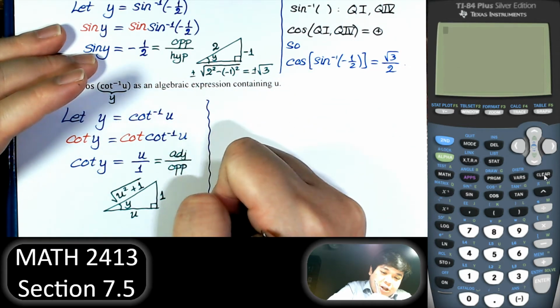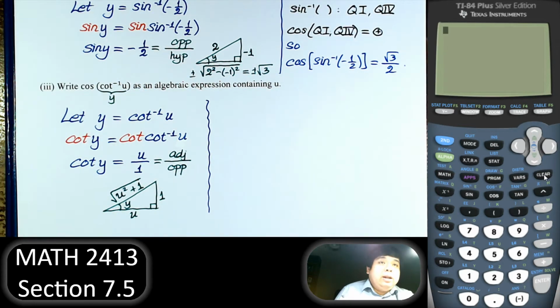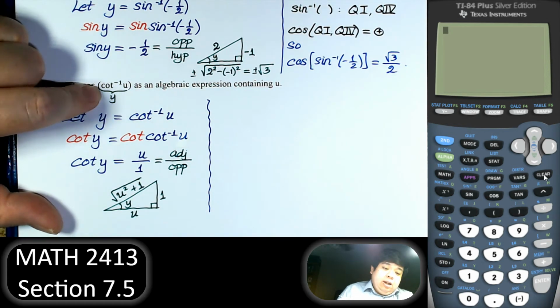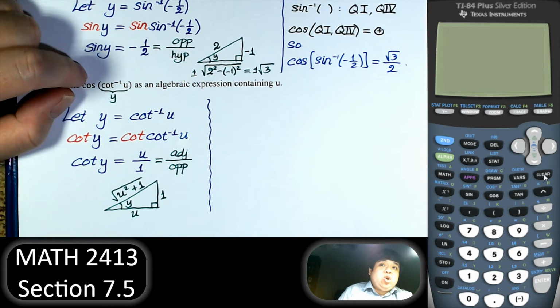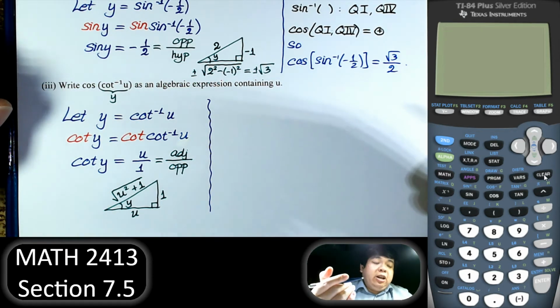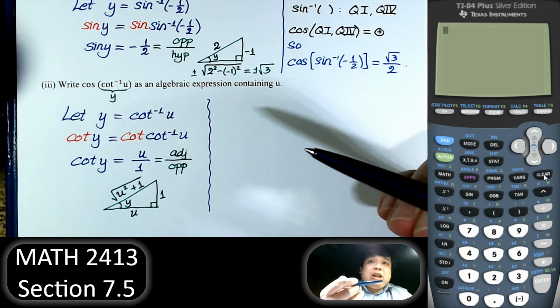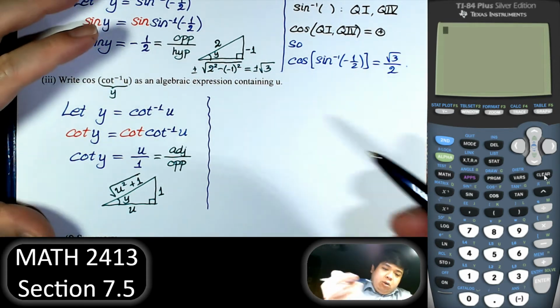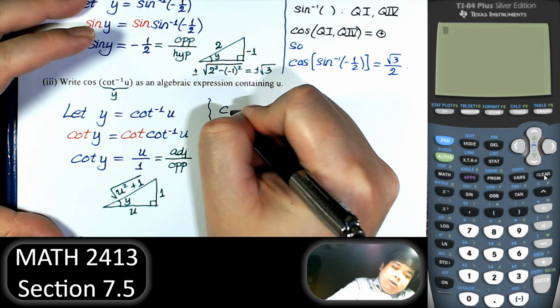Hypotenuse is always positive though. Adjacent or opposite may be negative. If we use x, y, and r, r is always positive. x and y could be negative. But I don't want to use x, y, or r because we may have x and y in the formula. Now, we go back to our problem.